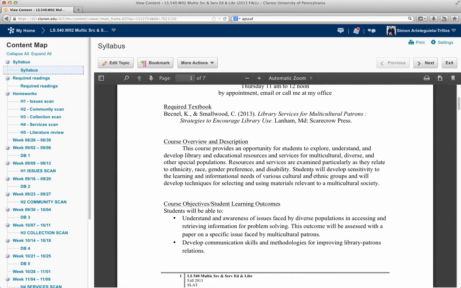Okay, here we have the required textbook. It wasn't easy to find a textbook for the class. I think this is a good textbook. It has a lot of readings. It's very diverse in its content.